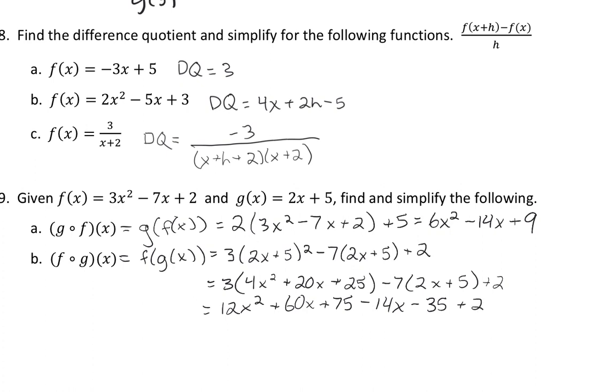So combining like terms, this is equal to 12x squared, and then we'll have 60 minus 14, which is 46, so plus 46x, and then we will have 75 minus 35 plus 2. Let's see, and that will be 42, so that is our final answer.